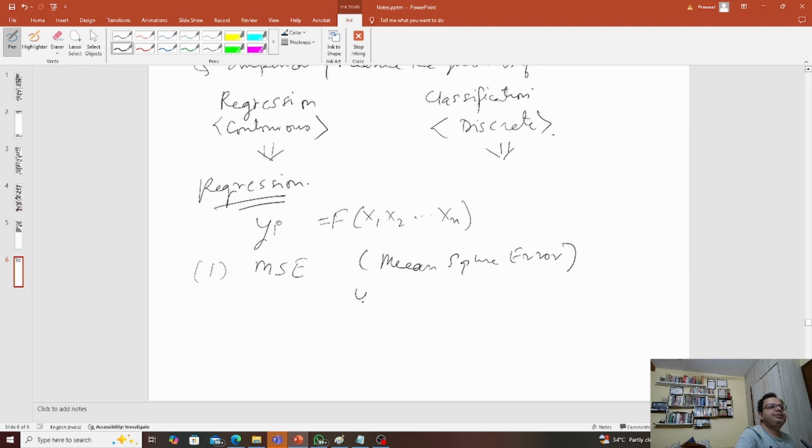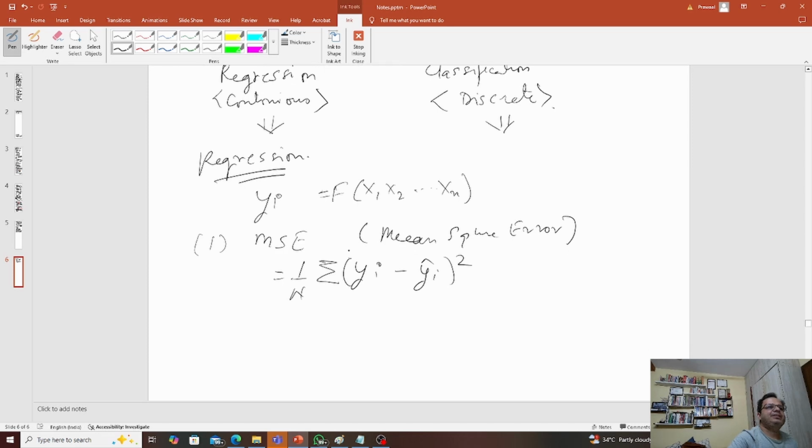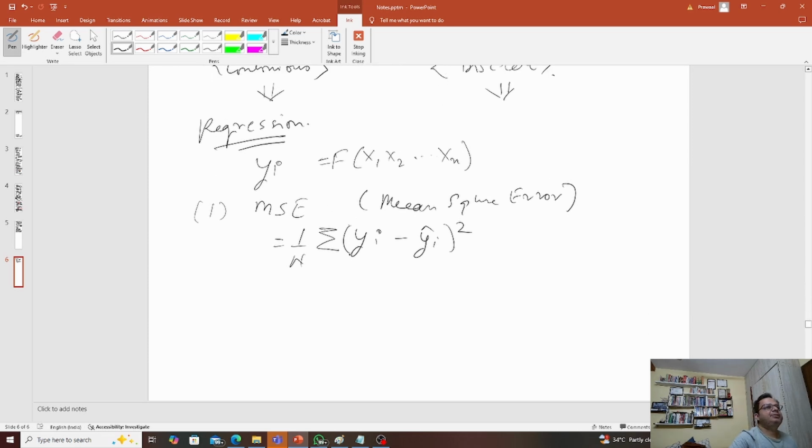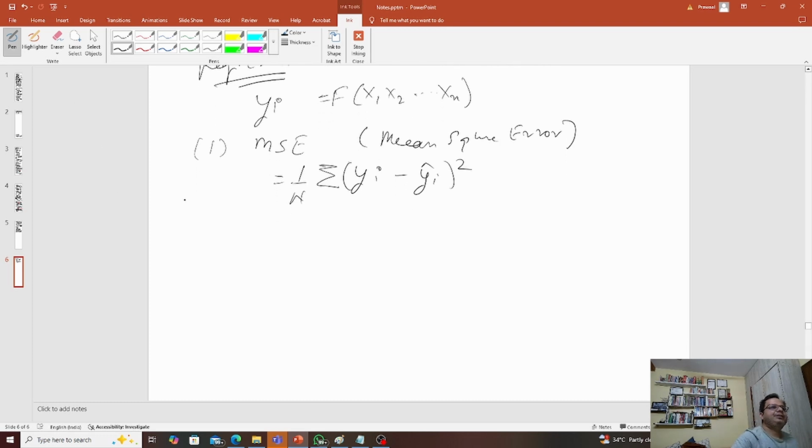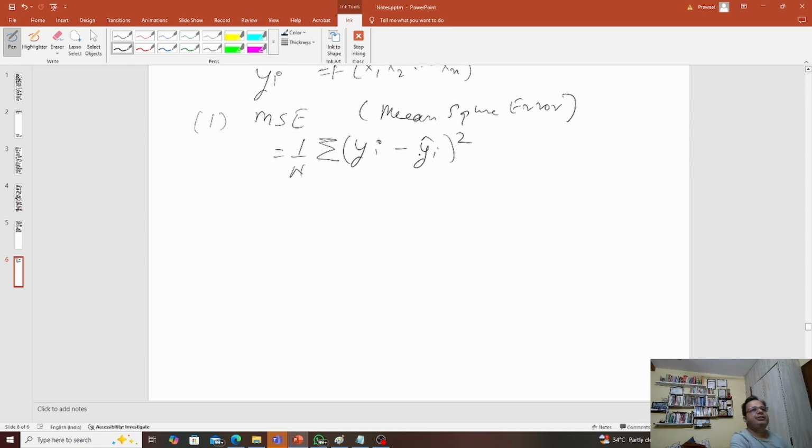What we do is we subtract the prediction from the actual value, we square it, we add all the values in the test set, and we divide it by n. That gives you the mean squared error. It's a good metric. There is nothing wrong with this, because anyway you are doing the square, so whatever deviations you have on the positive or negative side are not going to cancel each other out.